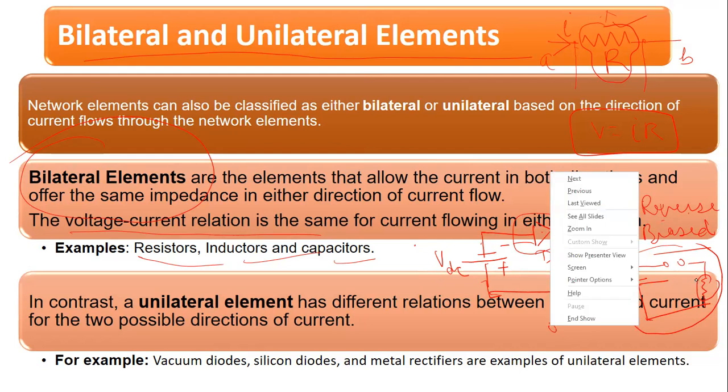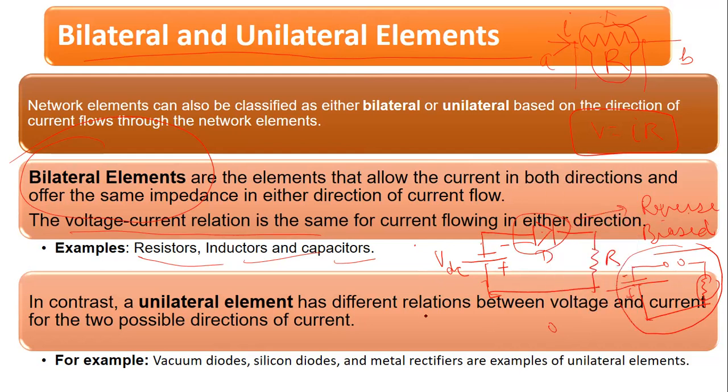Why will it be zero? Because it doesn't have any current. What is the power dissipated here? It is also zero, because the power dissipated PR is equal to zero, and VR is also zero, because now you don't have any current flowing through this circuit.